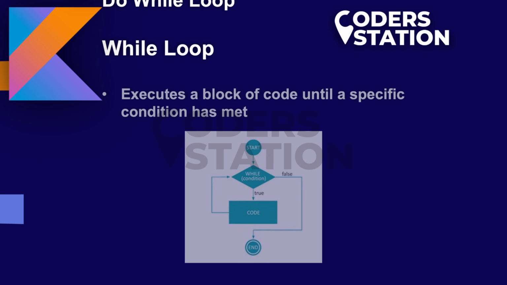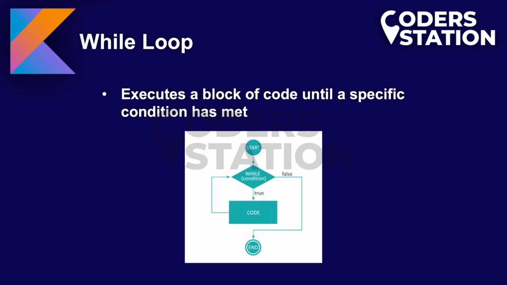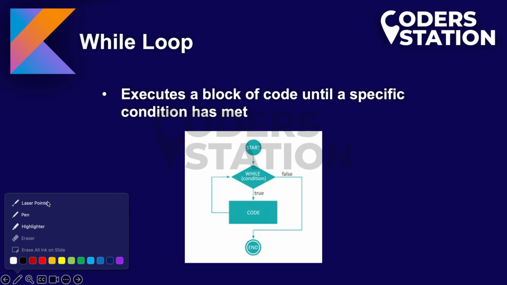Let's learn about while loop first. While loop is nothing but a block of code that executes until a specific condition is met. Right? So let's understand with this block diagram. I'll use a laser pointer.